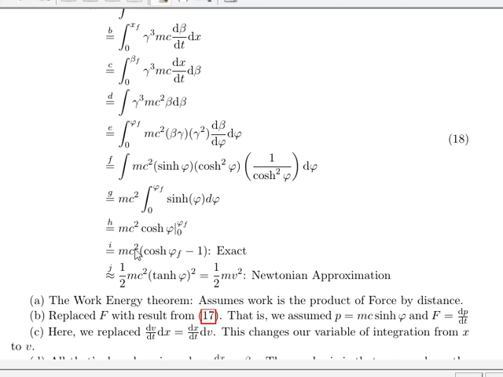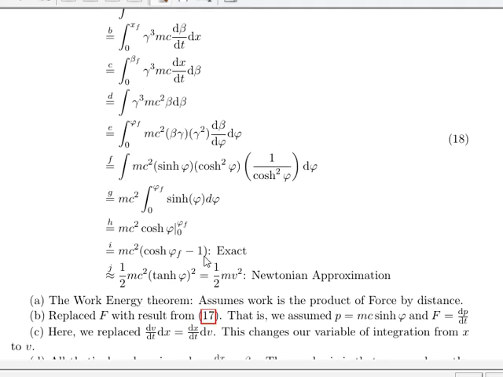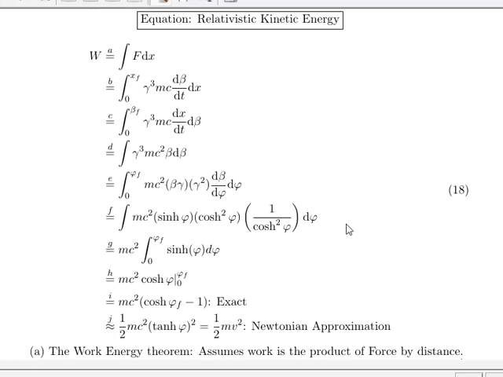So now that we've got this value for kinetic energy, let's talk for a second about the physical meaning of the rest mass energy. Now, notice that we don't really have any particular meaning for the rest mass energy. But we do have this strange thing that we're just subtracting, cosh phi minus 1. The rest mass energy is in that 1.